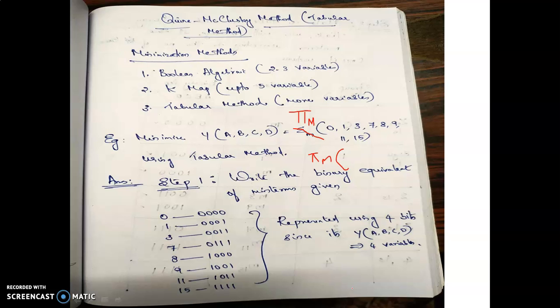Okay, but what I tried to explain in this question is that instead of giving the sigma m, I wrote it as pi m itself. So these 0, 1, 3, 7, 8, 9, 11 and 15 are the max terms which gave you 0 for the circuit. Okay, hope you understood the difference. So I am stopping here. We will see an example with a don't care case in the next video.